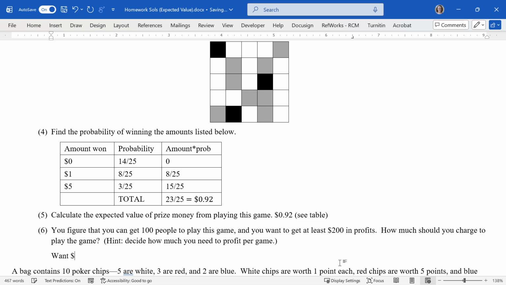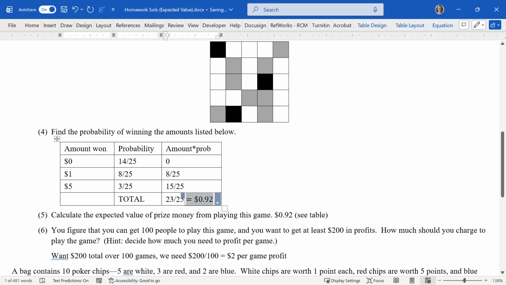So if we want 200 total and we want that over 100 games, we need 200 divided by 100, or $2 per game profit. Okay, so if I'm going to profit $2 per game, what do I need to charge these people? Because I've got to pay them 92 cents in prize money on average. So if I'm giving everybody 92 cents on average and I need to profit $2 from them, what do I need to charge them? Just add $2 to this amount of money. Charge them their own prize money and then charge them $2 extra. Okay?